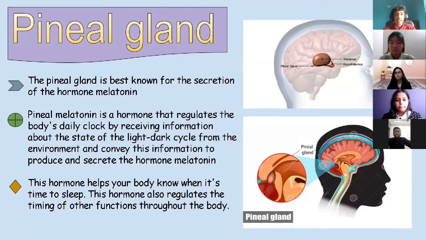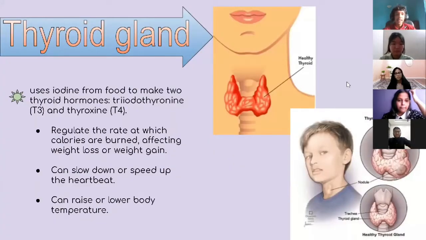Next, we have the thyroid gland. The thyroid gland uses iodine from food to make 2 thyroid hormones, which are thyroxine and triiodothyronine, and releases them as they are needed. These hormones function to regulate the rate at which calories are burned, affecting weight loss or weight gain. It can also slow down or speed up the heartbeat and can raise or lower body temperature. It can also control the ways muscles contract and controls the rate at which cells die.